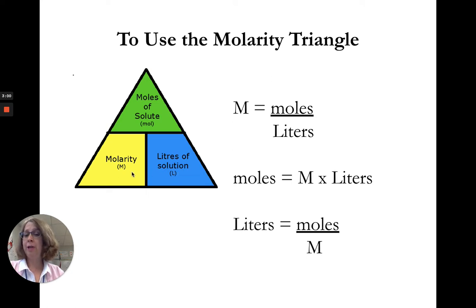So to calculate molarity, you're going to take moles and you're going to divide by liters. To calculate moles, though, you're going to take molarity and you're going to multiply by liters. And to calculate liters, you're going to take moles and divide by molarity. Again, you can always just do the algebra, but this is always going to be the way this sort of works out.